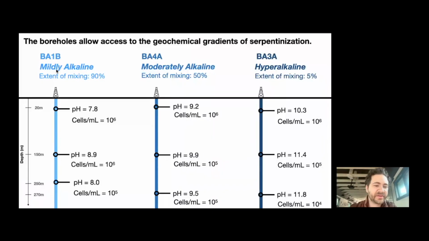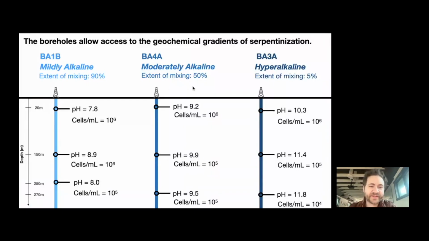Starting with BA1B, we saw mildly alkaline fluids, where the pH is still alkaline but closer to neutral, between 7 and 9. The cell counts across these different depth intervals were on the order of 10 to the 6th to 10 to the 5. In BA4A, moderately alkaline fluids, the pH is between 9 and 10 with similar cell densities. And in the hyperalkaline fluids of BA3A, we see a much higher pH between 10 and 12. At these hyperalkaline conditions, we start to see cell concentrations drop dramatically to 10 to the 4.